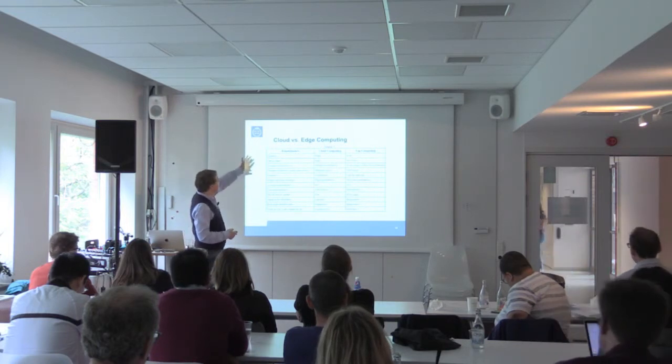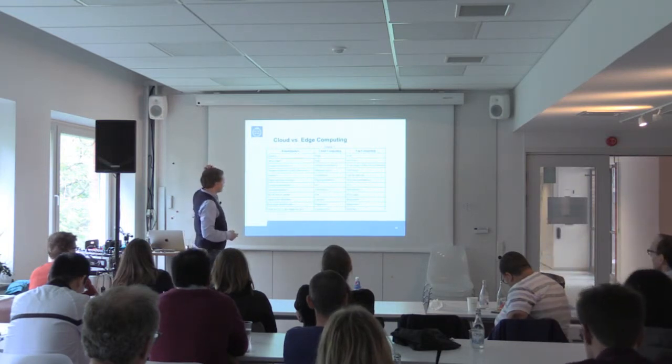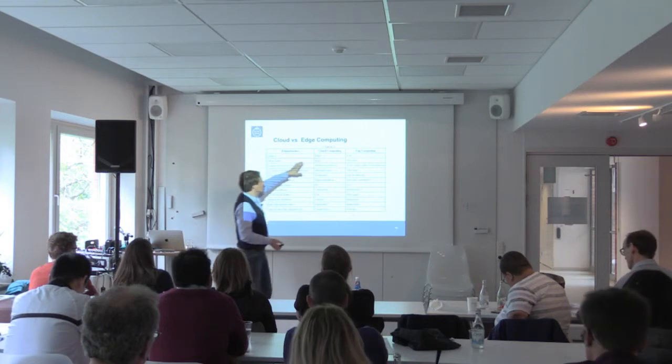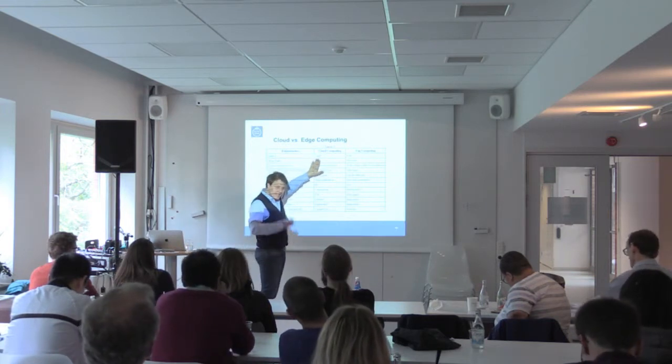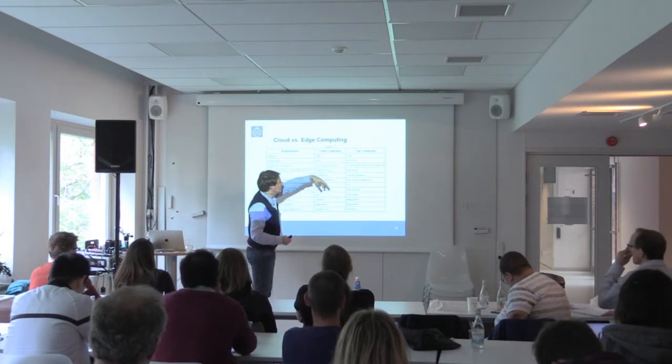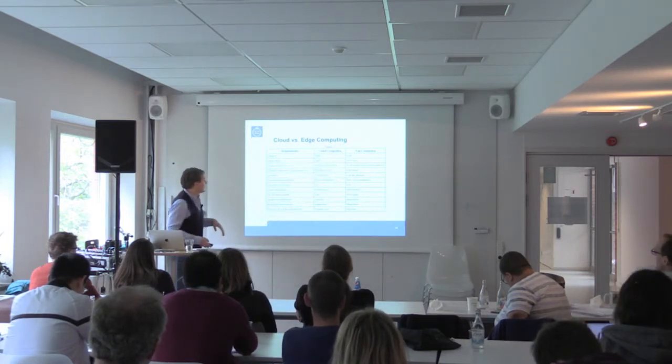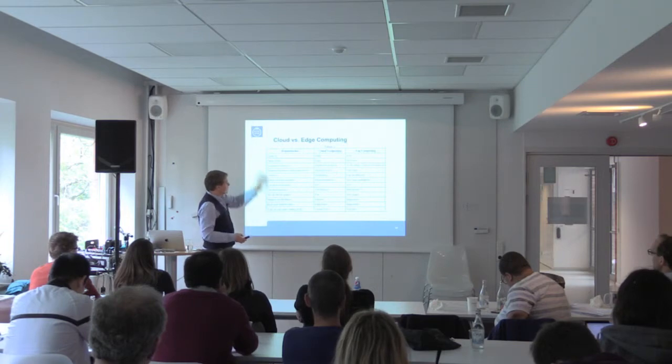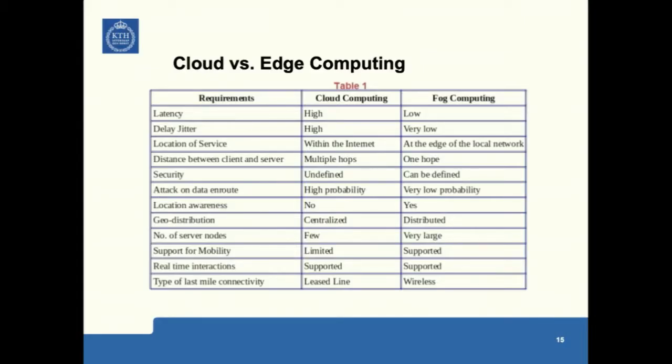I've already been talking a little bit about cloud versus edge computing, right? The main thing is that in cloud computing, the latency towards the point of computation tends to be high. In edge computing or fog computing, it is very low, right? Basically, it's all relatively straightforward.